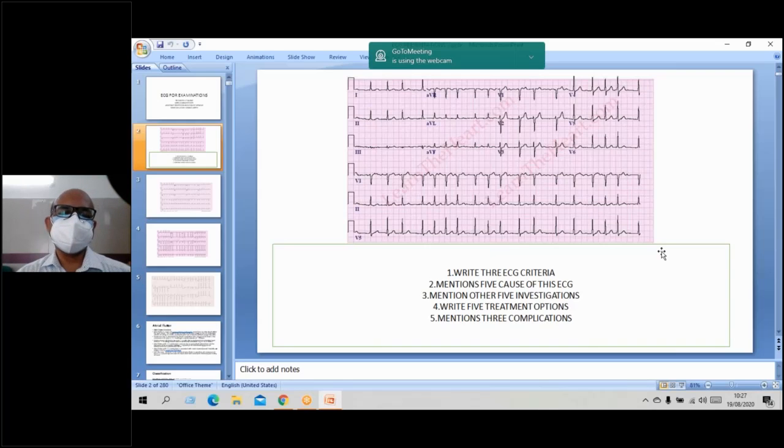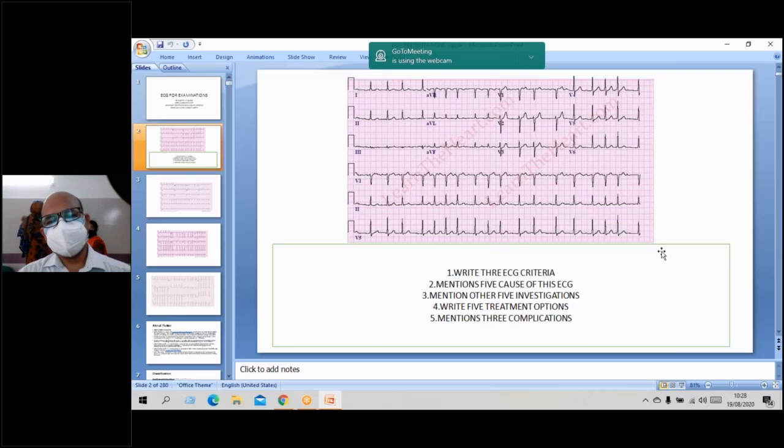Why is pulse a bit less than heart rate? How will you differentiate clinically atrial fibrillation from ventricular extrasystole? This is the commonest question in clinical examination. Okay, so this is important. How will you calculate pulse deficit?